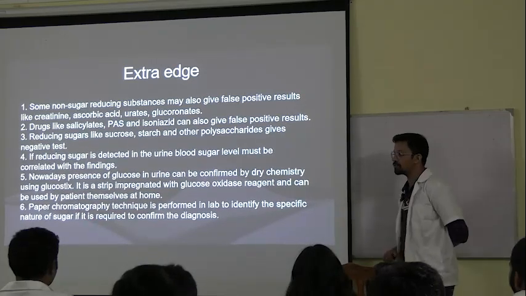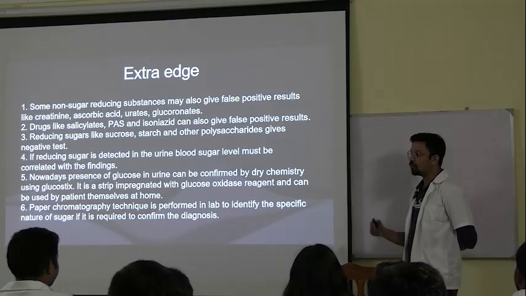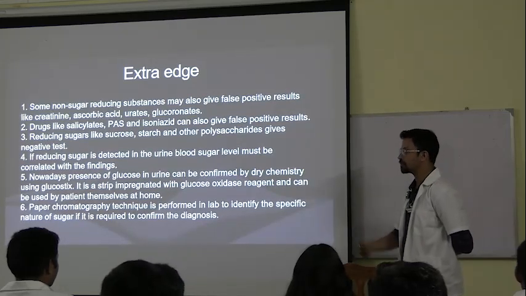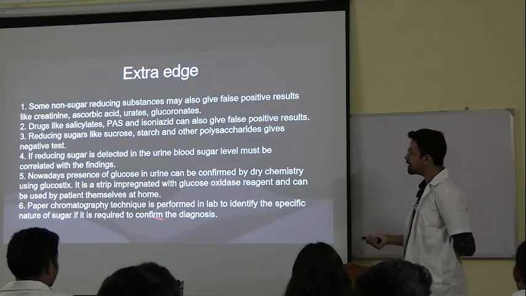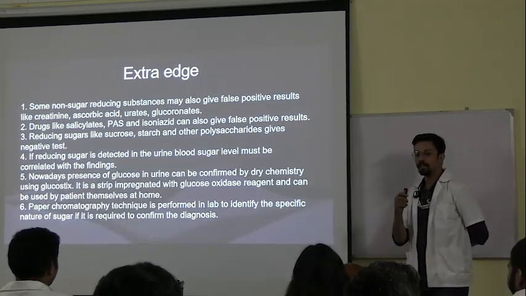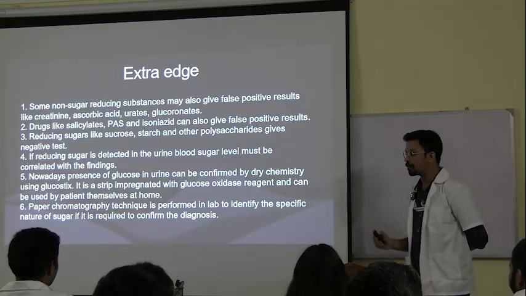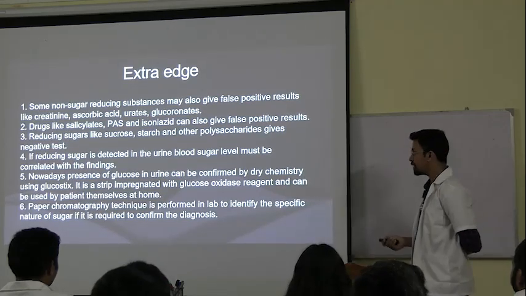Now let's say you have diagnosed the reducing sugar is present. Now you have to understand which type of reducing sugar it is. It is glucose, it is fructose, it is maltose, you don't know. So that's why comes the paper chromatography that can help you understand the specific type of the reducing sugar. Which type of specific reducing sugar is it? Fine.